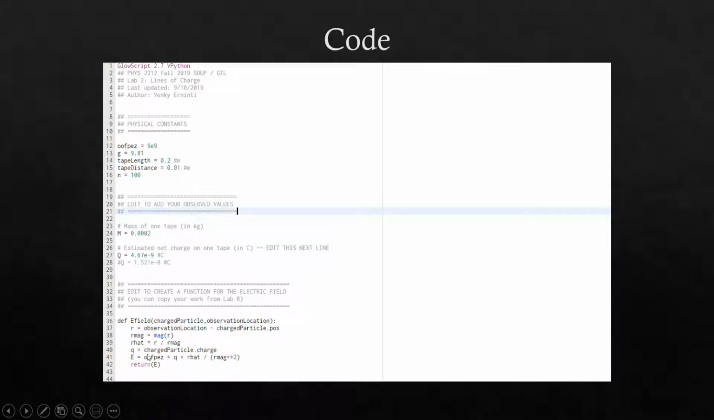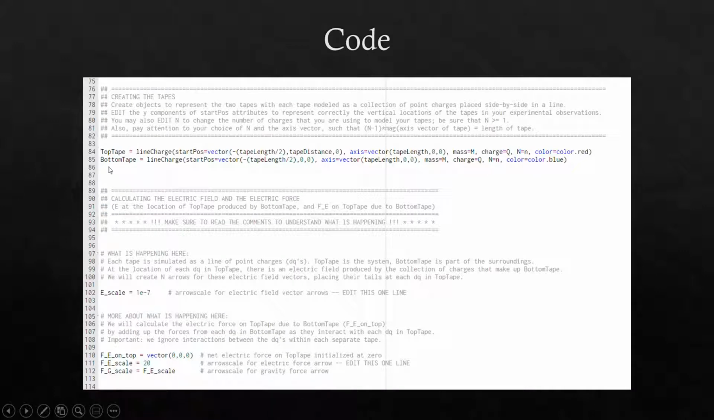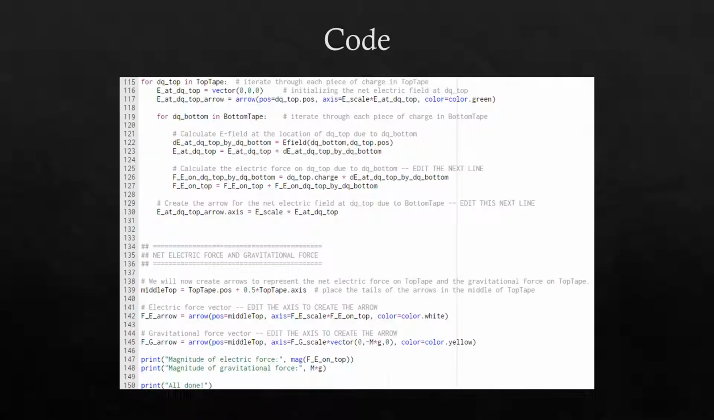And over here is your function for calculating electric field from Lab 0. So lines 84 to 85 create a line of charge for each tape, and then lines 102 and 111 are for scales. I just played around with it until I got what looked right and seemed reasonable.